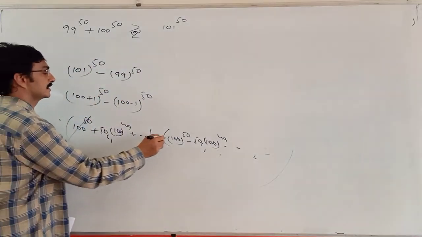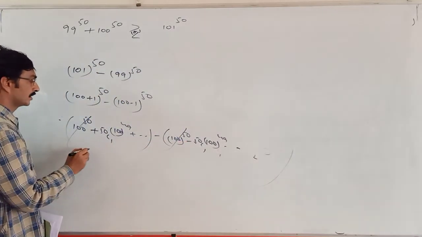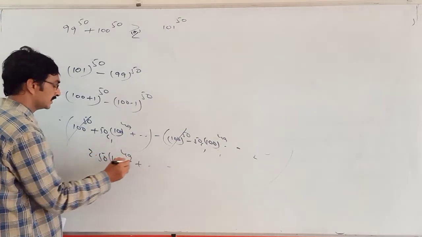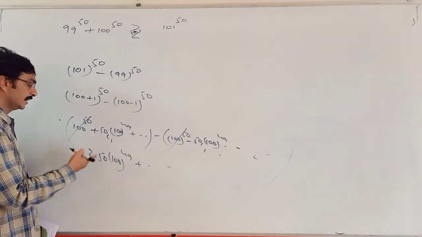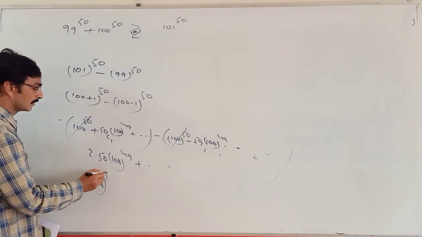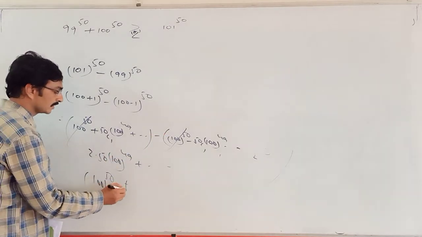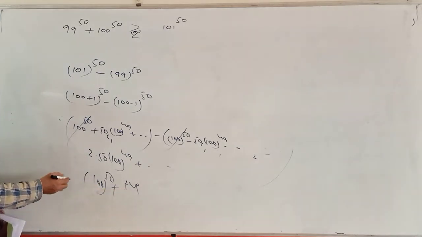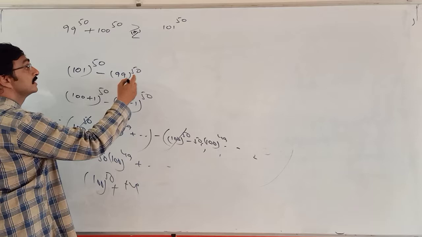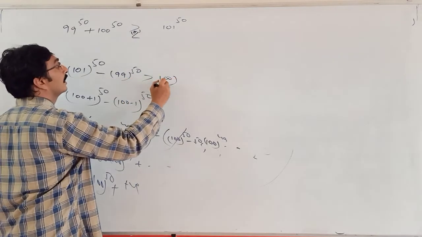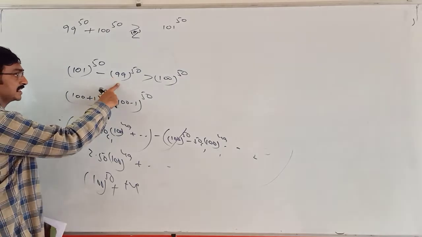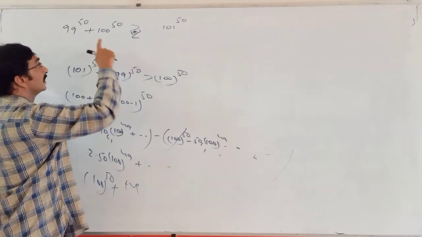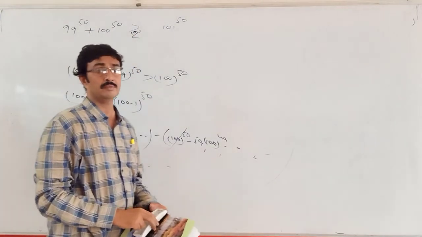So the first term cancels. The first two terms add up to 2 into 50 into 100 power 49 plus so on. It adds up. This is 100 power 50 plus some positive numbers, and clearly this is greater than 100 power 50. Now send this one to the other side. Then 101 whole power 50 is greater than this number. So the answer is 101 whole power 50.